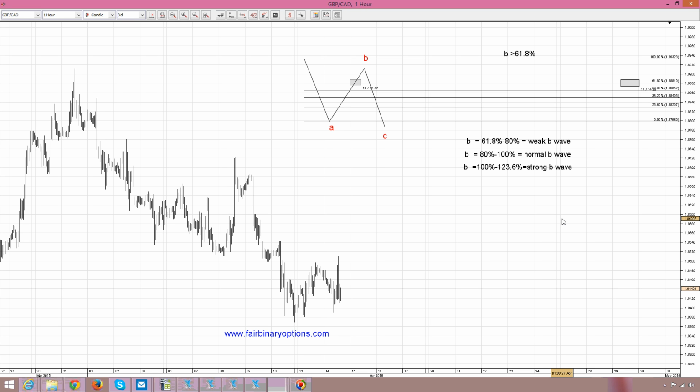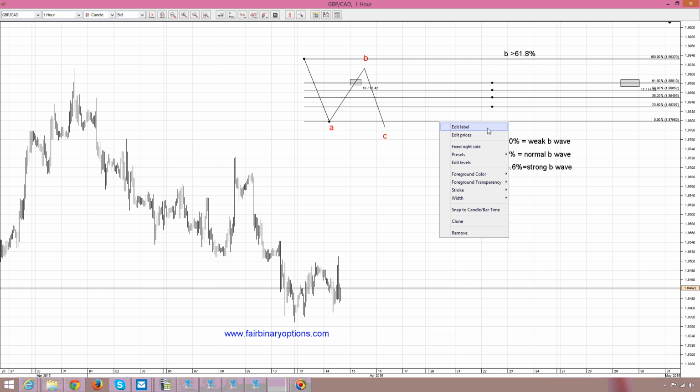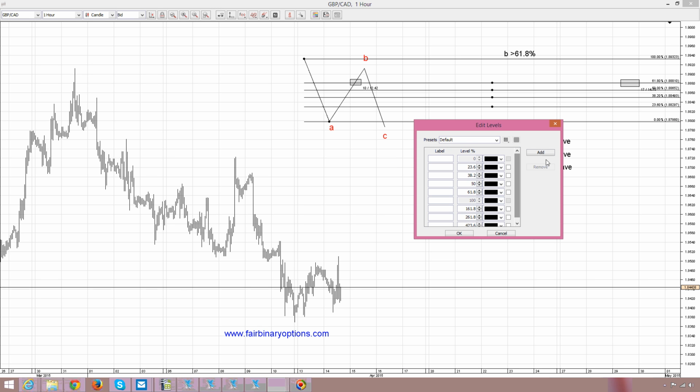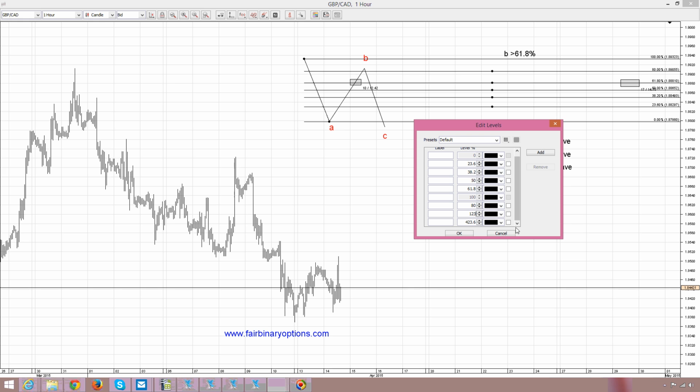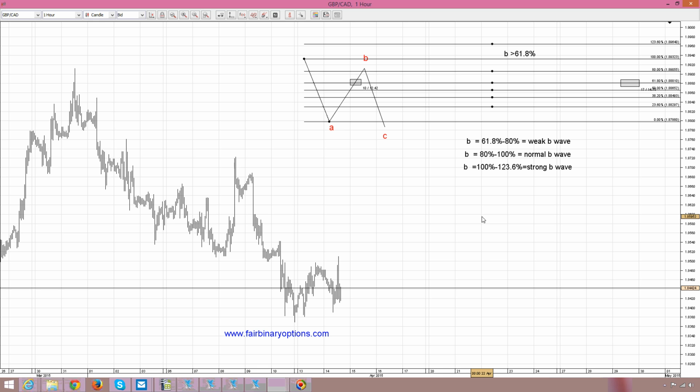The second one to watch is 80%, and you may go and edit your Fibonacci tool, edit the levels. We can add a new level. Let's say that instead of 161.8, we add here the 80 level, which is 80% retracement. We already have the 100, and we want to add also the 123.6. We click OK, and we have also the 80% and the 123.6.